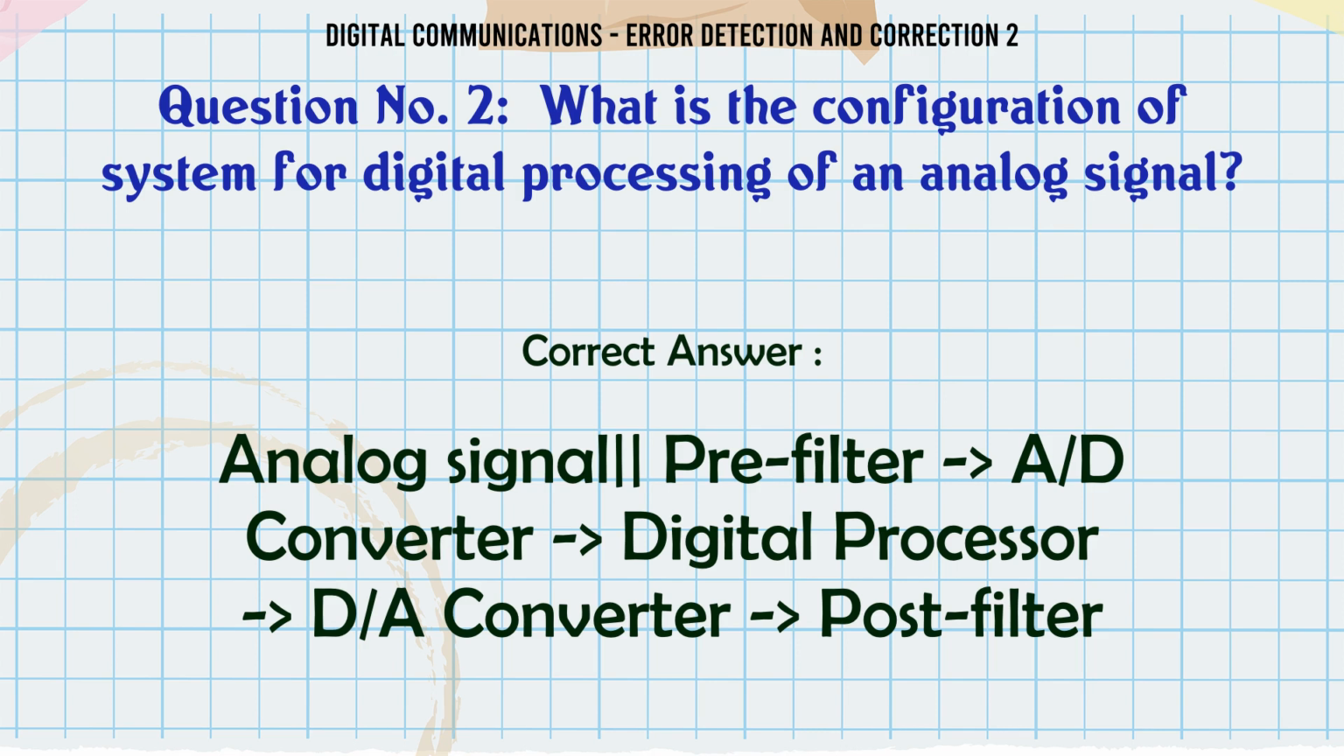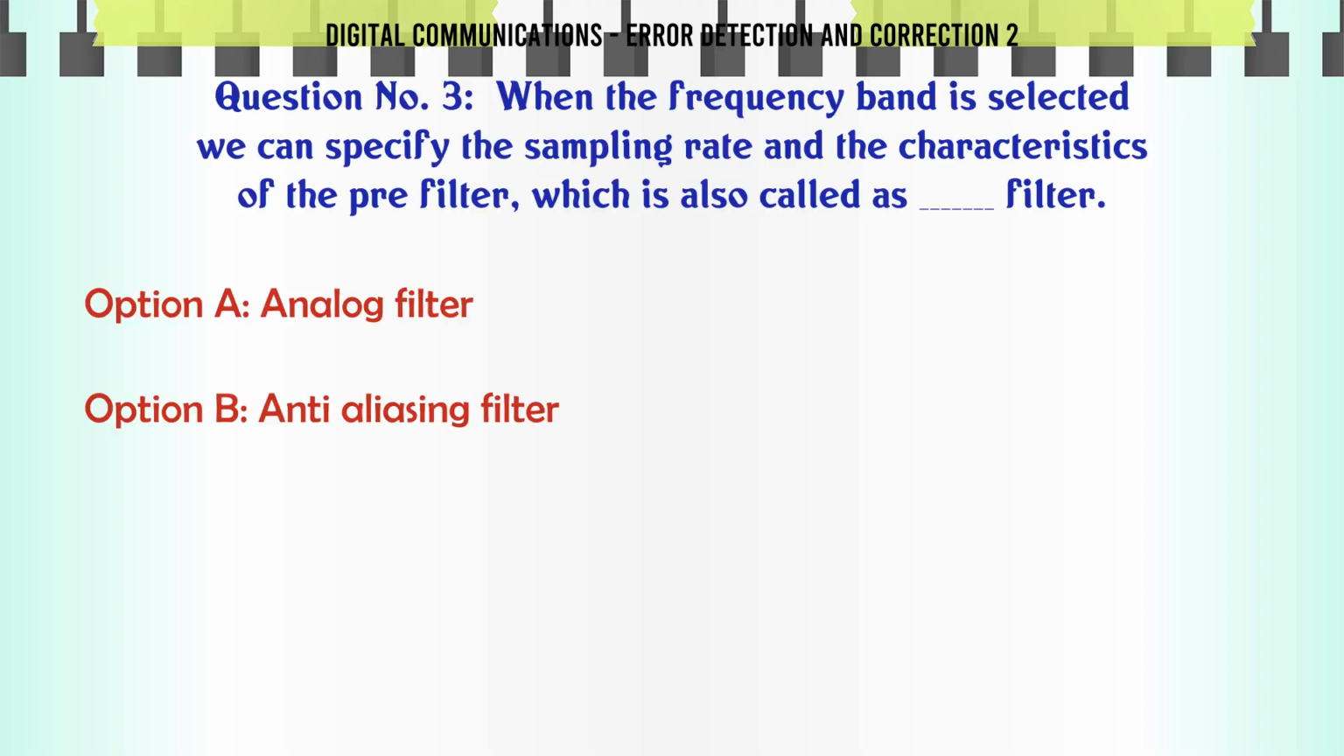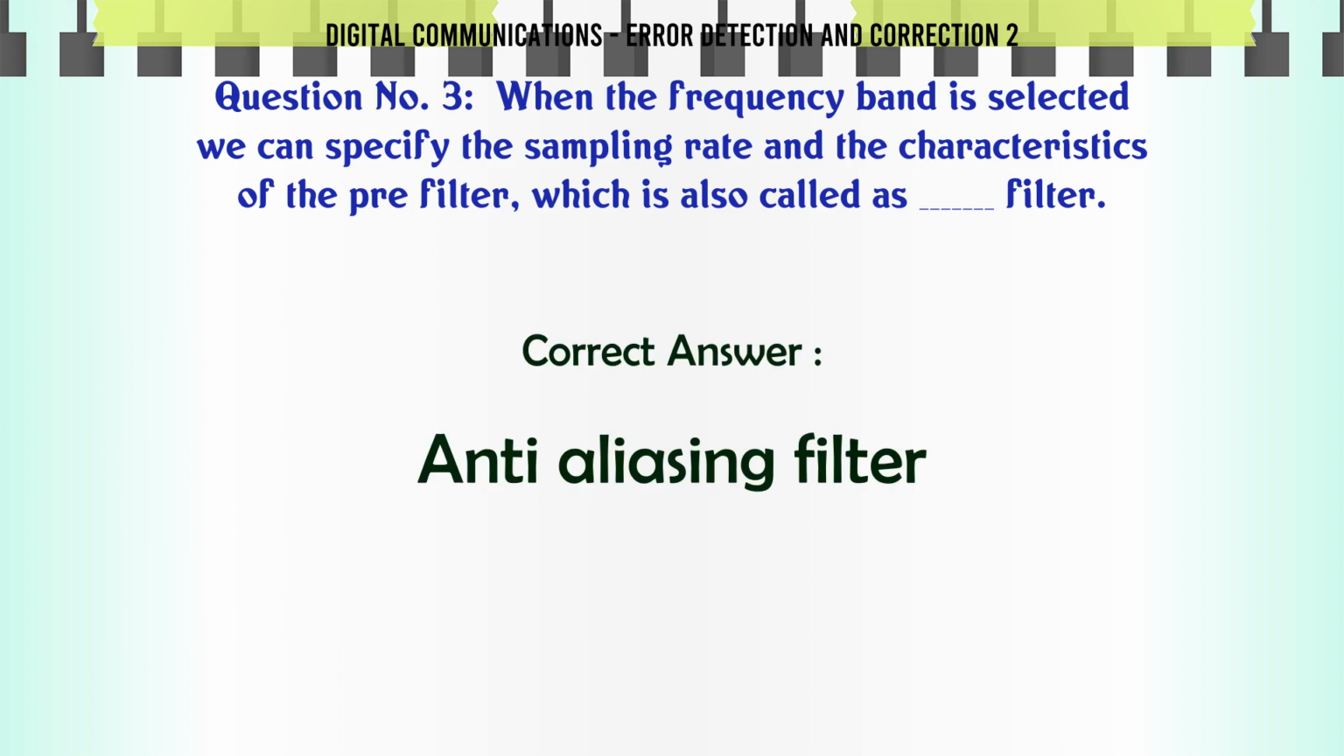When the frequency band is selected, we can specify the sampling rate and the characteristics of the pre-filter, which is also called as filter. A. Analog filter. B. Anti-aliasing filter. C. Analog anti-aliasing filter. D. None of the mentioned. The correct answer is anti-aliasing filter.